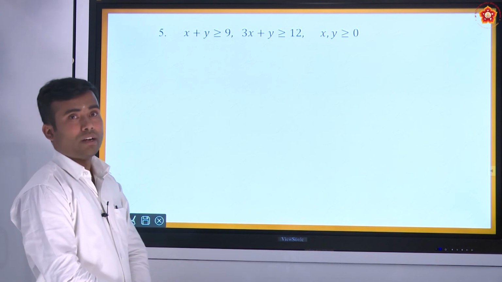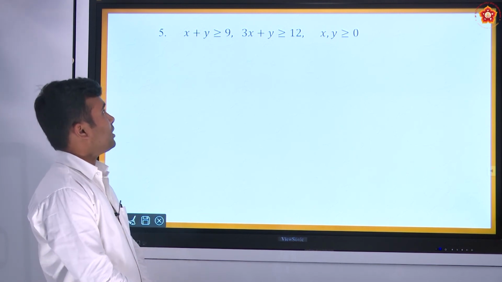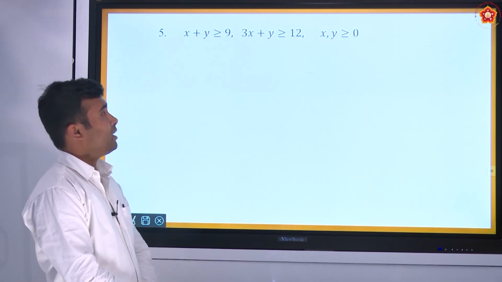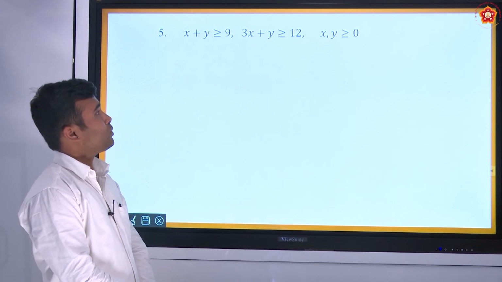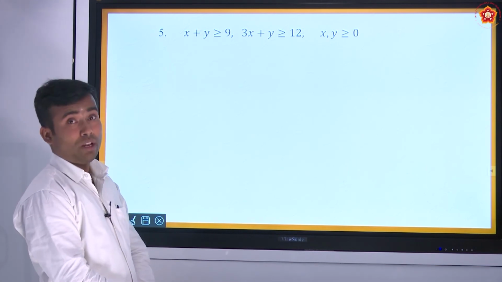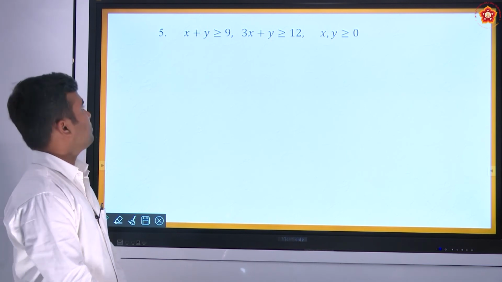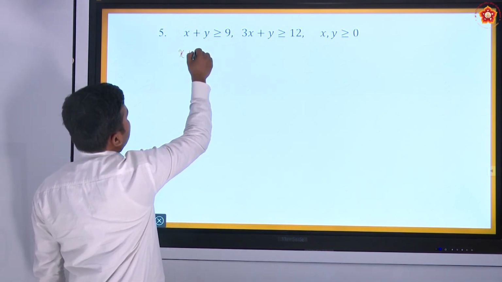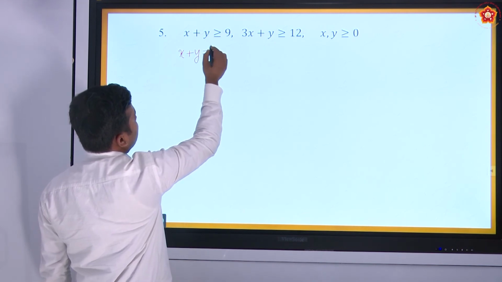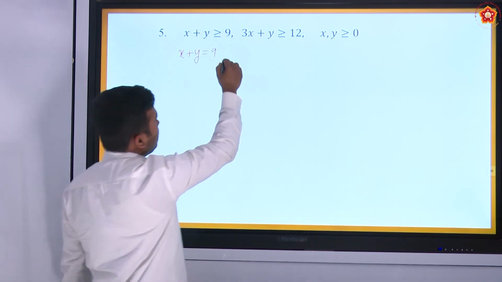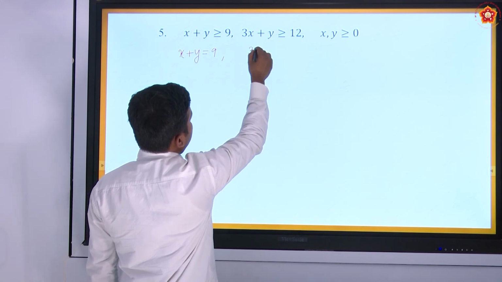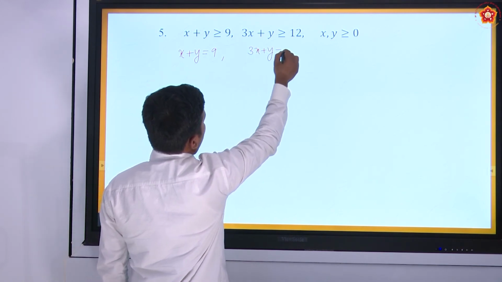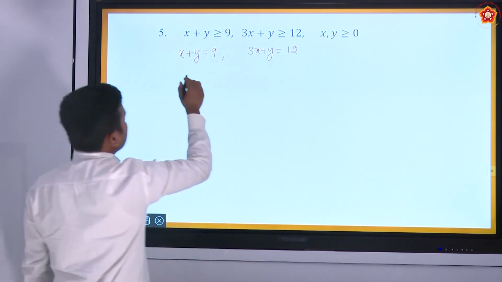Here the problem is x plus y is greater than or equal to 9 and 3x plus y is greater than or equal to 12, and x and y here are positive. For this inequality I am going to take x plus y is equal to 9, and for this one I am going to take 3x plus y is equal to 12.